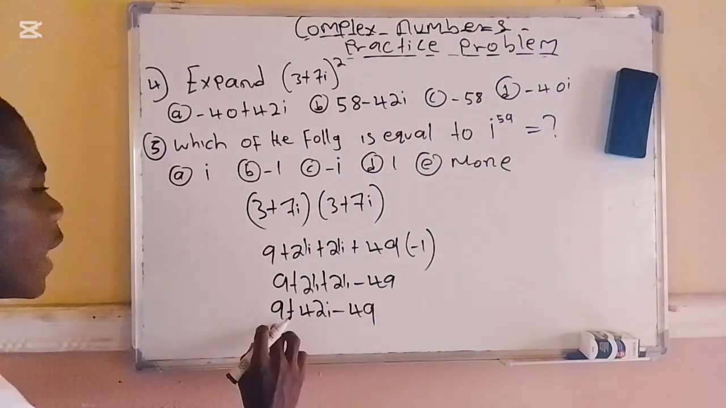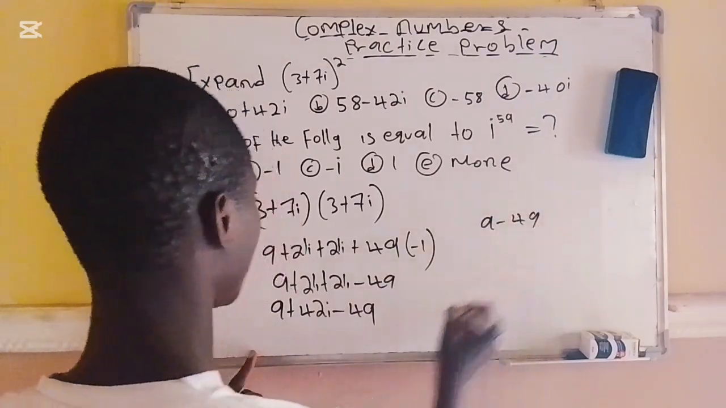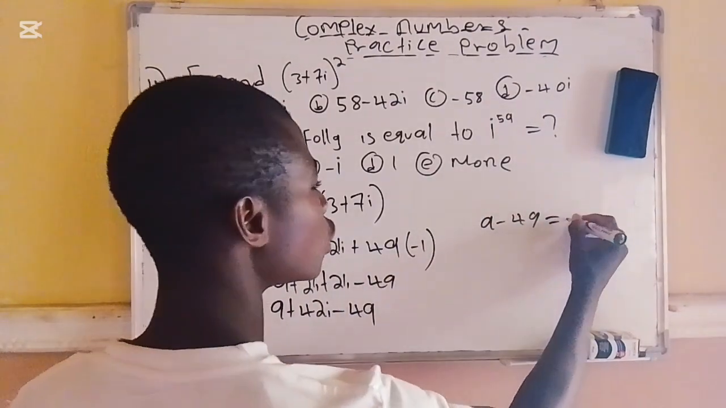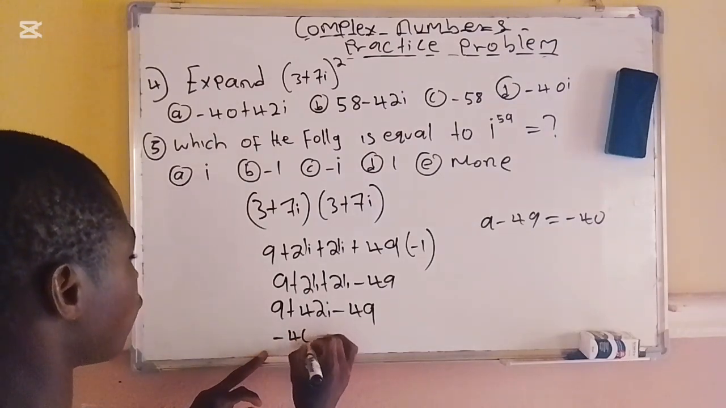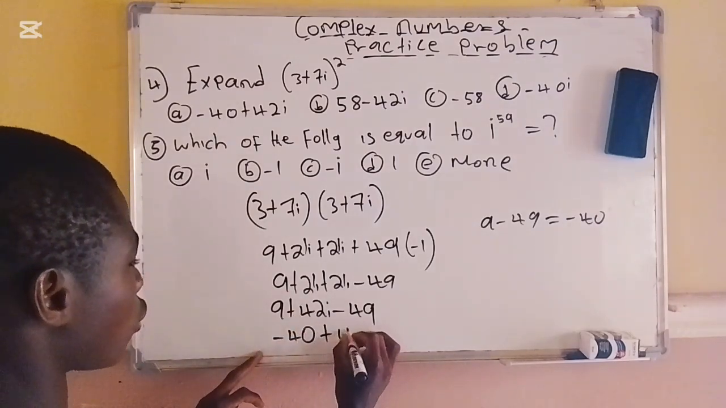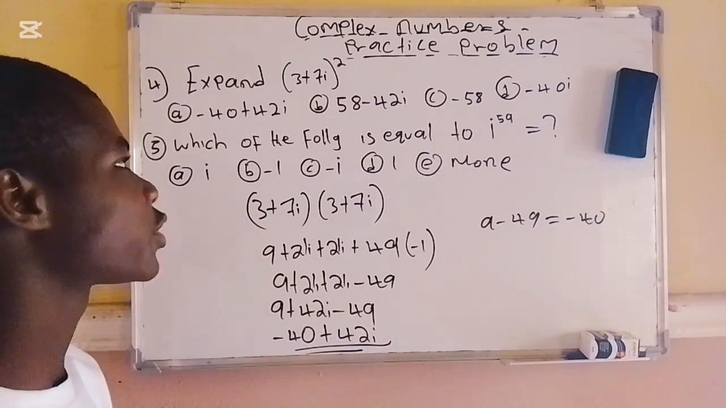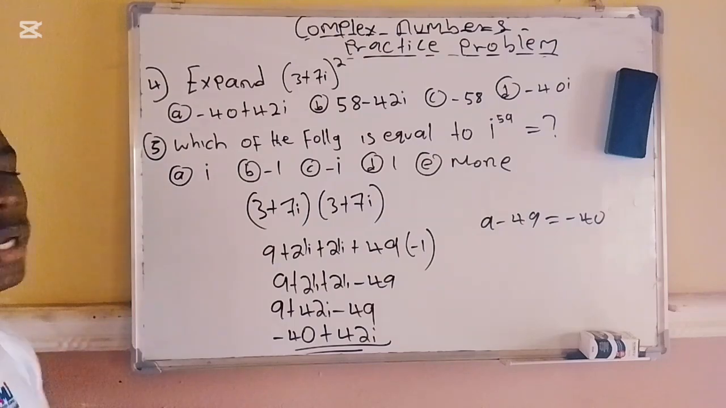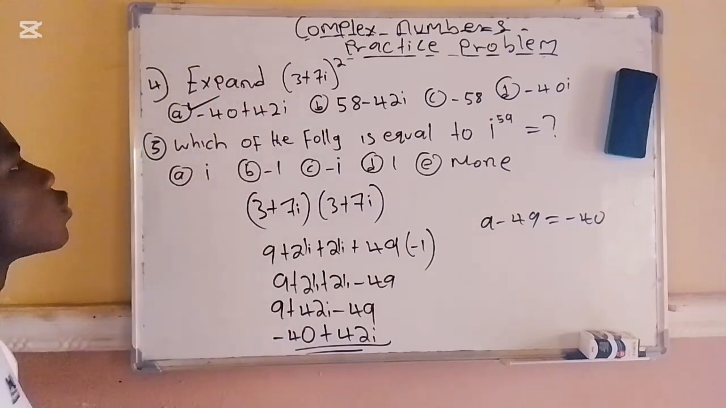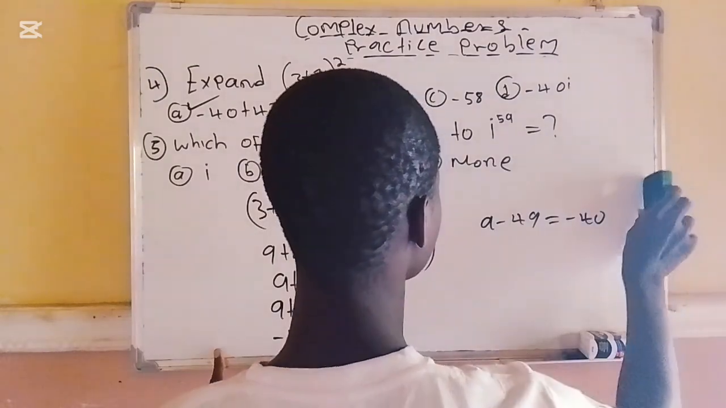So 9 minus 49 gives me minus 40. So this equals minus 40 plus 42i. Help me check whether we have the option. Option 1, yes. Option 1 is the right answer. So we are done with question 4. Let's see the fifth question.